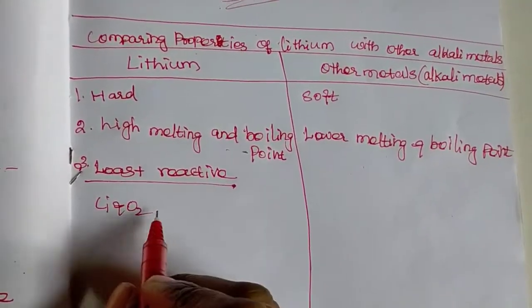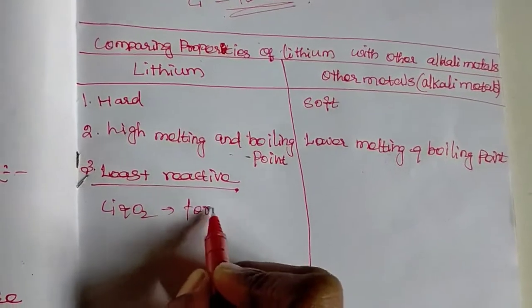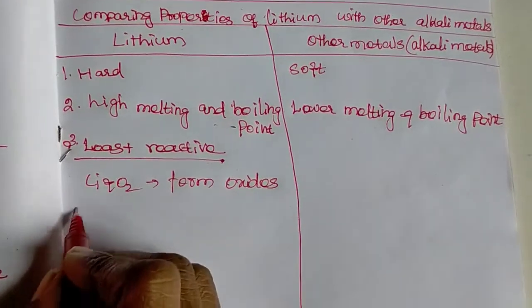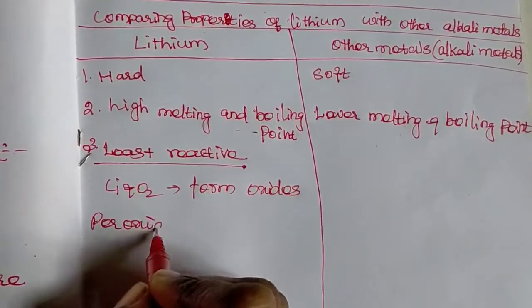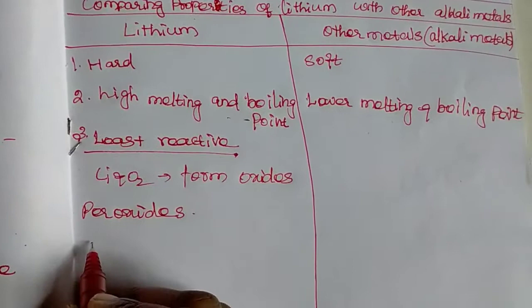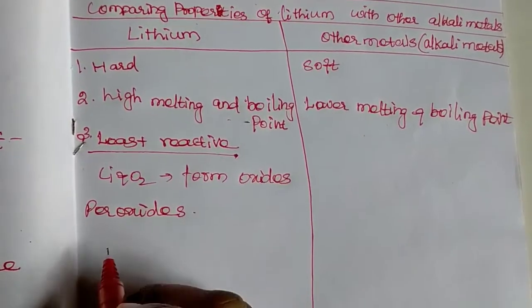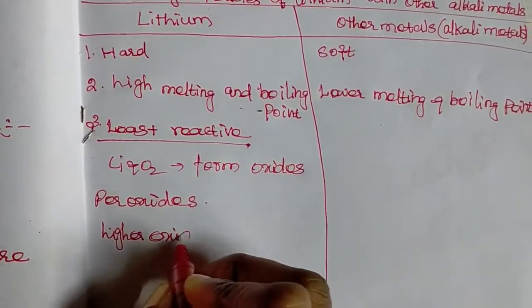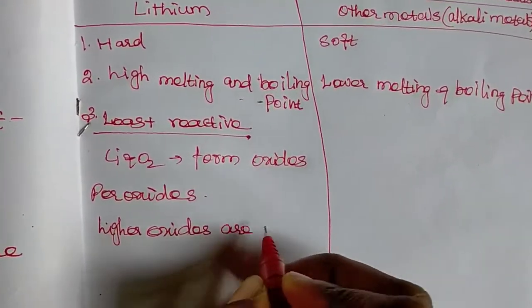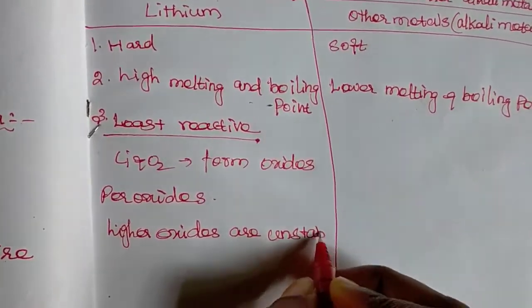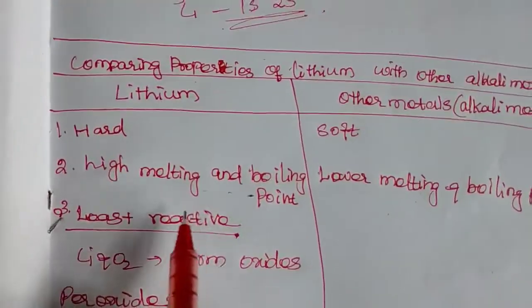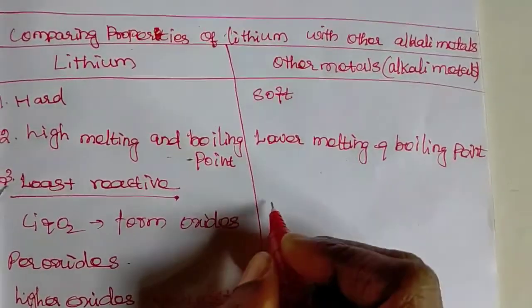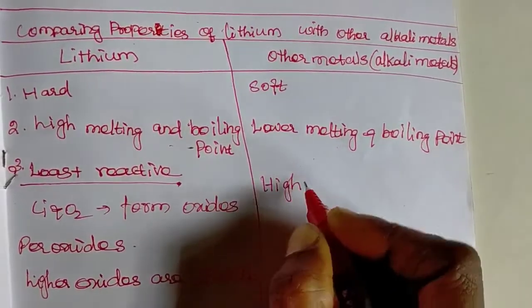So the reaction between lithium and oxygen forms oxides and peroxides, but the higher oxides are unstable. So here we said the lithium character is least reactive. For the other metals, they are highly reactive.